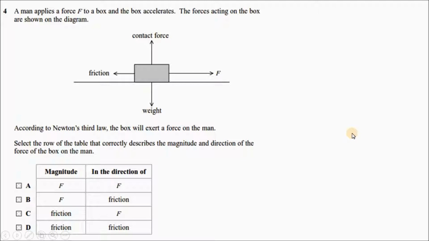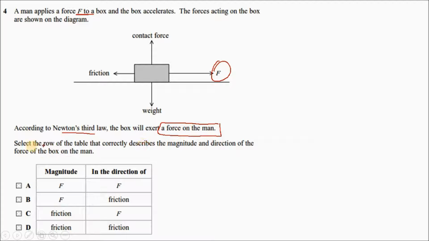A man applies a force F to a box and the box accelerates. The forces acting on the box are shown on the diagram: weight, contact force, friction, and F. This F is the force of the man on the box. According to Newton's third law, the box will exert a force on the man. Indeed, because of Newton's third law, every action has an equal and opposite reaction. So the box should apply a force on the man, equal in magnitude to the force, but in the opposite direction.